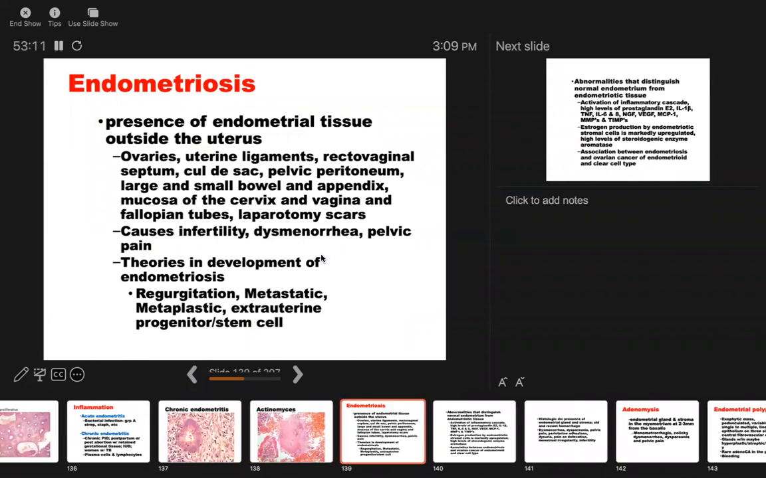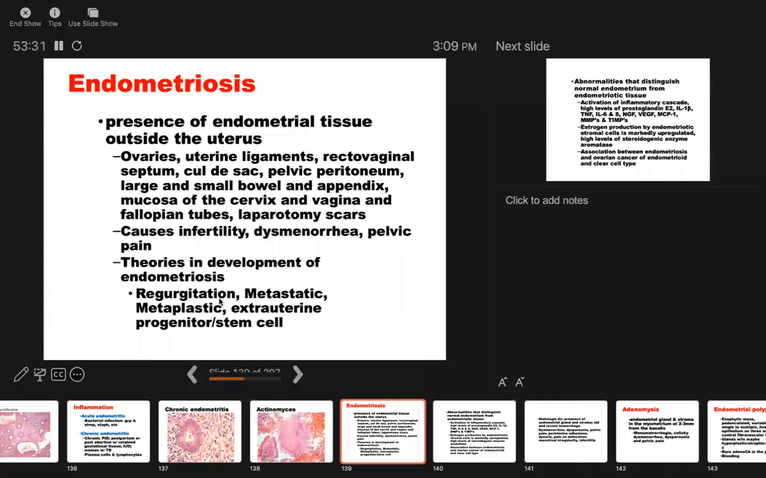Endometriosis is when you are menstruating in other places outside of the uterus. Again, when you menstruate, you also bleed in these areas. Why? Because there are endometrial glands and stroma also in these areas.